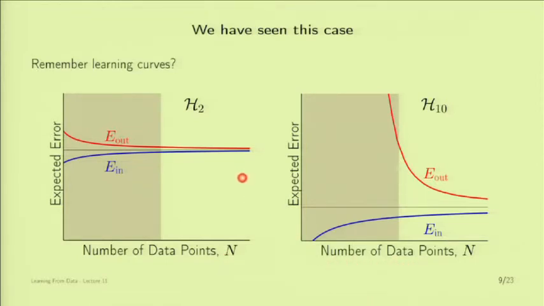Okay? So now we understand overfitting, and we understand that overfitting will not happen for all numbers of examples, but for a small number of examples where you cannot pin down the function, then you suffer from the usual bad generalization that we saw.